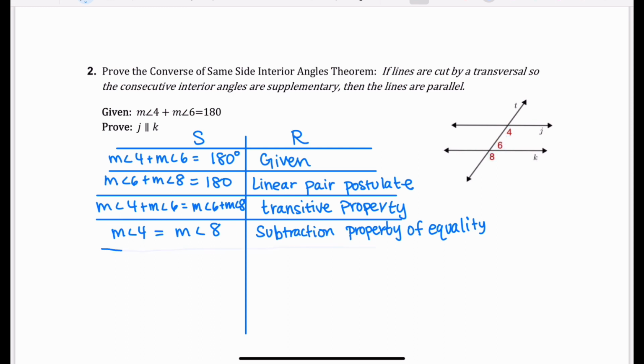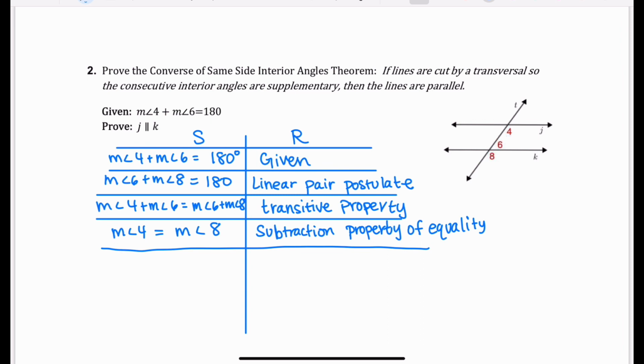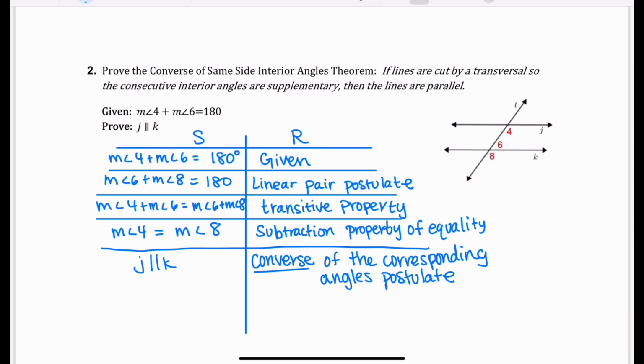Now 4 and 6 are on the same side in the same place. They're both on the bottom right of these parallel lines. So that is the corresponding angles postulate, which tells us that if the lines are parallel, the corresponding angles are congruent. But we're going to be using the converse. We're showing that since the angles are congruent, the lines have to be parallel. So J has to be parallel to K by the converse of the corresponding angles postulate.